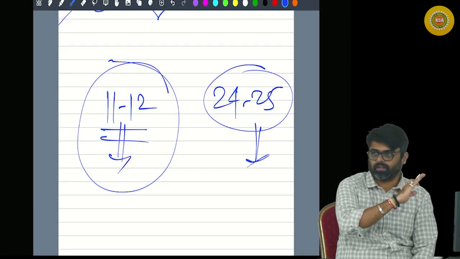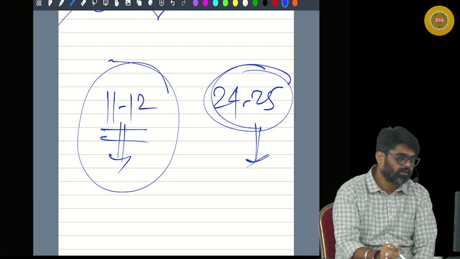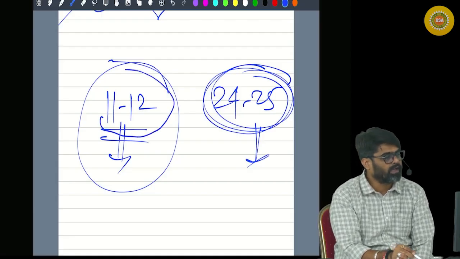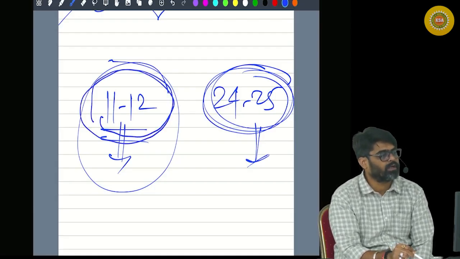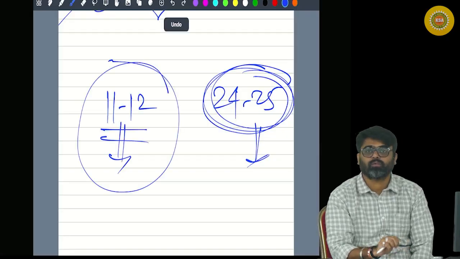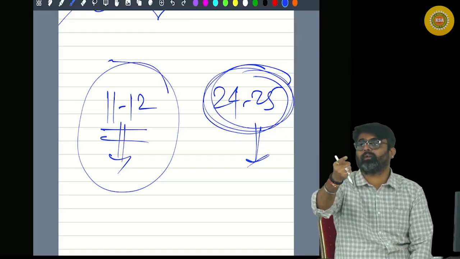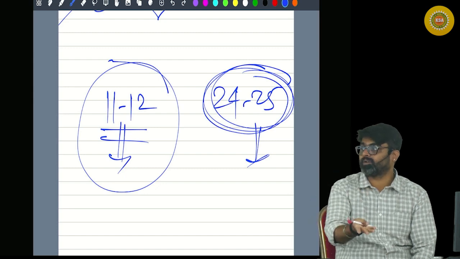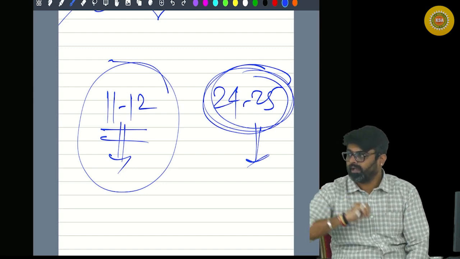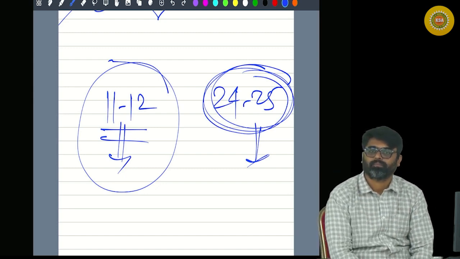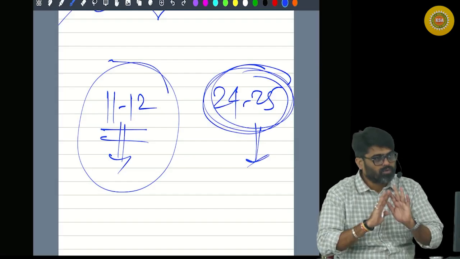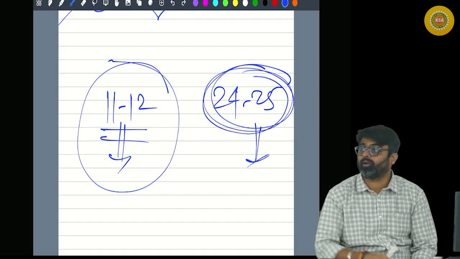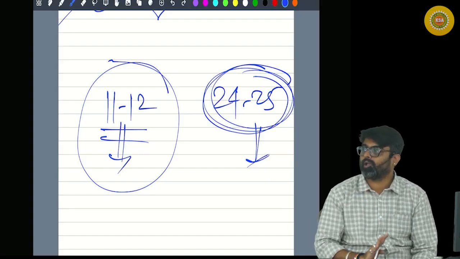Cost of acquisition multiplied by CII of transfer year, and now you will divide by CII of acquisition year. Acquisition year was 2001-02, or 11-12, whichever comes later. Divide by the CII of that year. Got it, sir? To make it simpler: cost of acquisition multiplied by CII of transfer year, divided by CII of acquisition year.